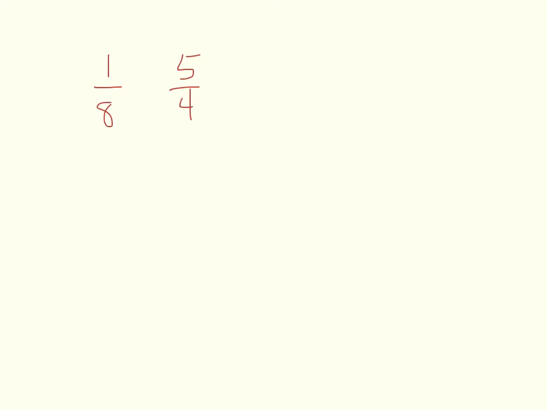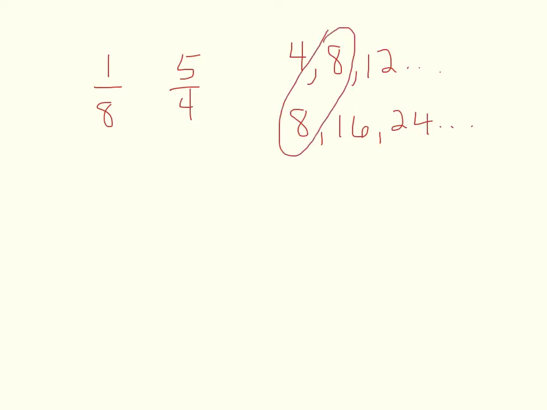Now, let's do just a quick review. Multiples are numbers like if you're going to count by fours, you would say 4, 8, 12, and so on. So our multiples of 8 would be 8, 16, 24, and so on. When looking at the multiples, I see that the smallest multiple that both denominators have in common is the 8. Therefore, my least common denominator is 8.